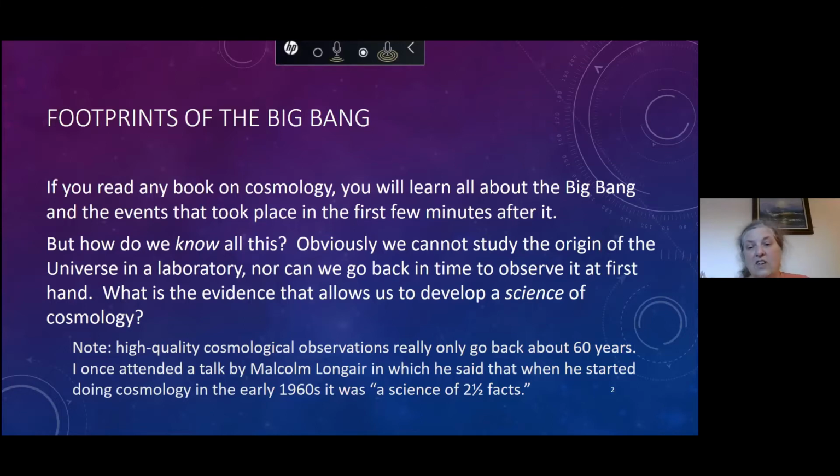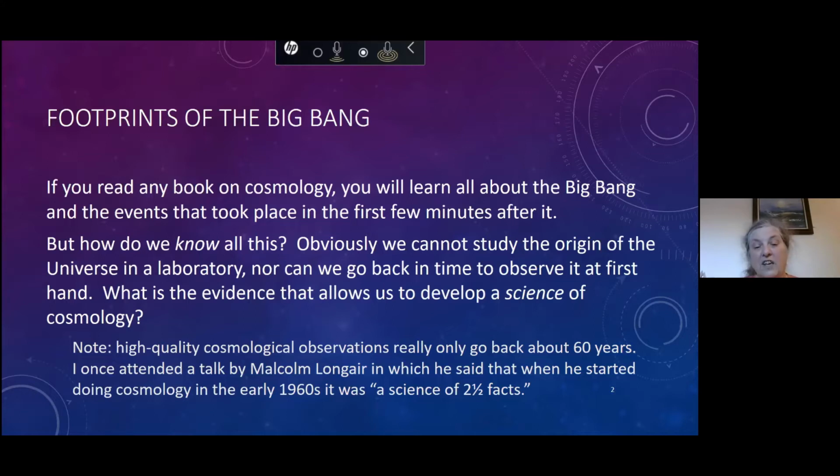And in cosmology, this is quite challenging. Obviously, we can't study the origin of the universe in a laboratory, although I must say a friend of mine, Alan Guth, once wrote a paper entitled Creating a Universe in the Laboratory, but he also wrote another paper entitled Problems with Creating a Universe in the Laboratory. And we clearly can't go back in time to observe the creation of the universe. So how can we be sure of what happened 13.7 billion years ago?